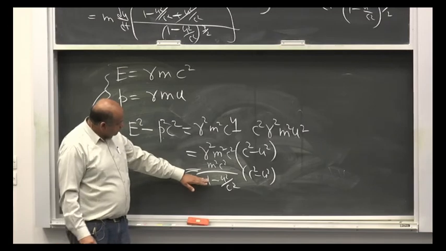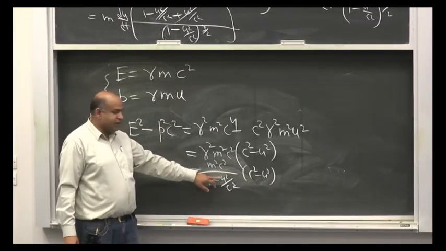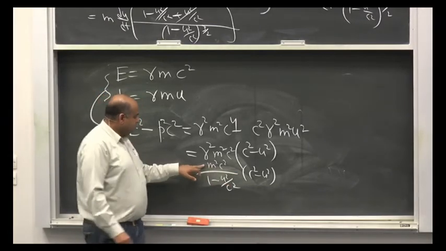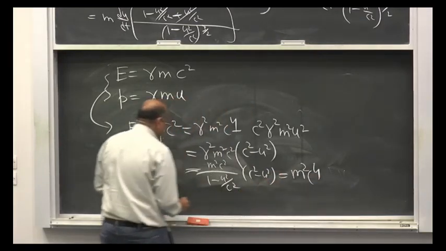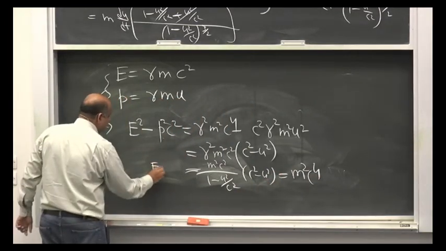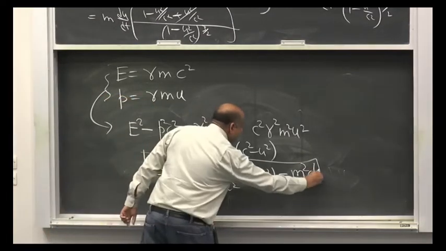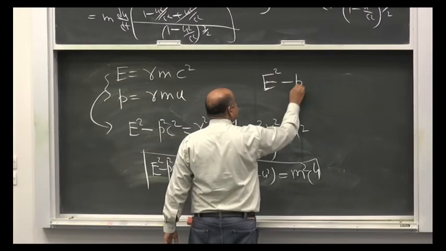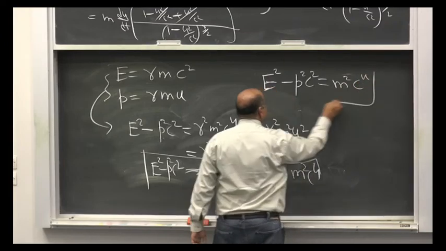So यहाँ भी c square से multiply कर दें, यहाँ भी c square से कर दें, तो ये बन जाएगा c square minus u square. तो c square minus u square इससे cancel हो जाएगा और यहाँ जो c square से multiply किया था उससे आ गया m square c4. So we have this relation that we will use a lot. Let me write here E square minus p square c square is equal to m square c4.